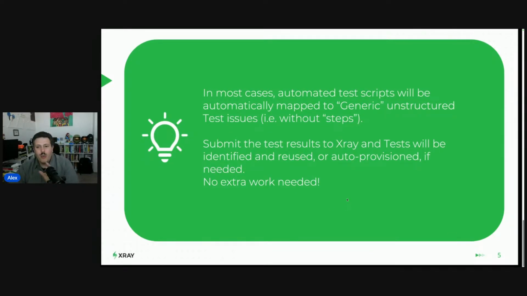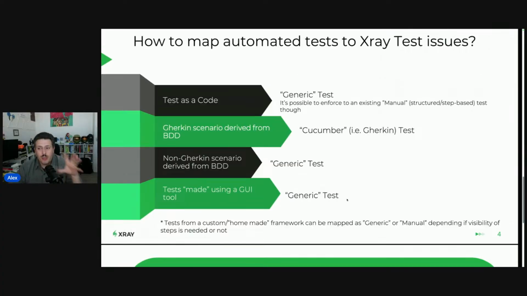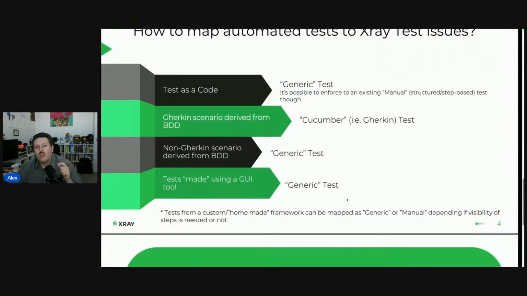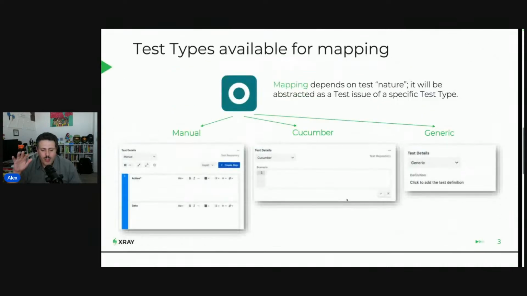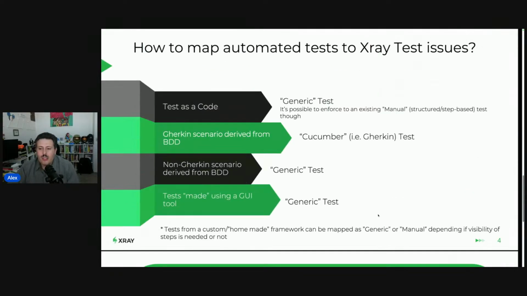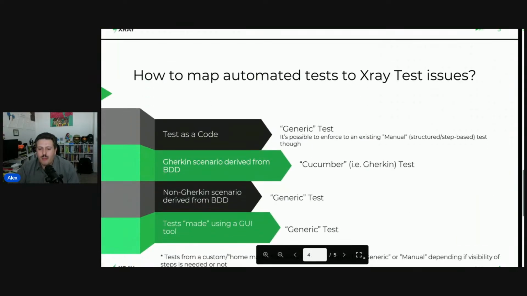So the key takeaway here, folks, is that if you are not going to be using the cucumber that's built into Xray, you have to use the generic. So remember, you have three options. You have manual, cucumber, and generic. Cucumber is if you're using it natively within Xray, and generic is anything outside that you still need to be able to use and leverage. And so this is very important information to have.